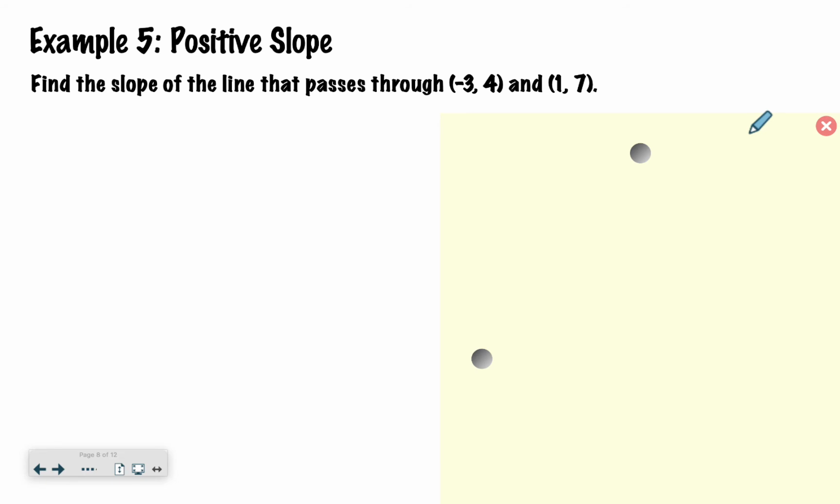Okay, so now we're going to find the slope of the line that passes through 2 points. So we did this a bit last year. So this is where you take an ordered pair and you subtract your y's, and then you subtract your x's. Okay, so sometimes I find it helps students if they name their points.